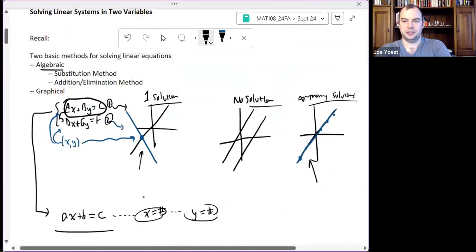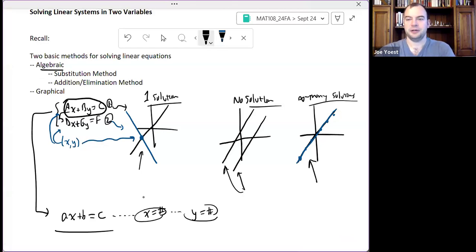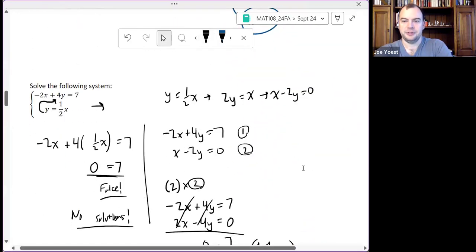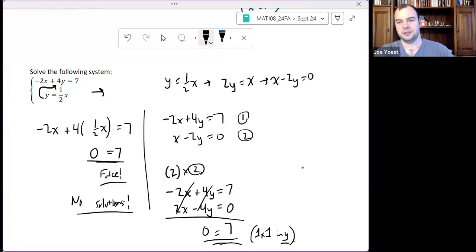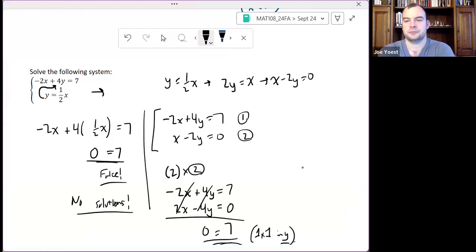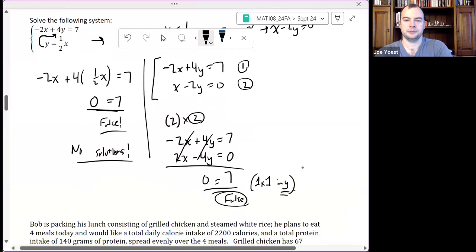This is the geometric or graphical situation where we have two parallel lines that are not the same line. Right, we can see that these have the same slope, but they have different y-intercepts. Any questions so far?